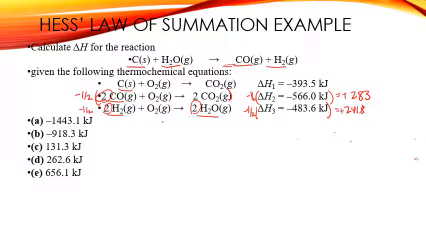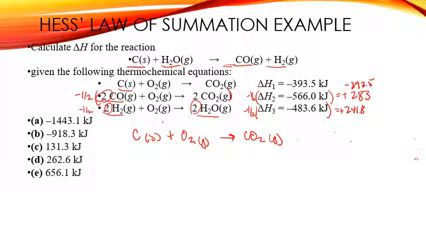So I now have -393.5, positive 283, and positive 241 for my values. So just to make sure, when we flip this, we have plenty of space here, so we can go back and look at what we've got. So I'm going to rewrite the first equation. C as a solid plus O2 gas forms CO2 as a gas.